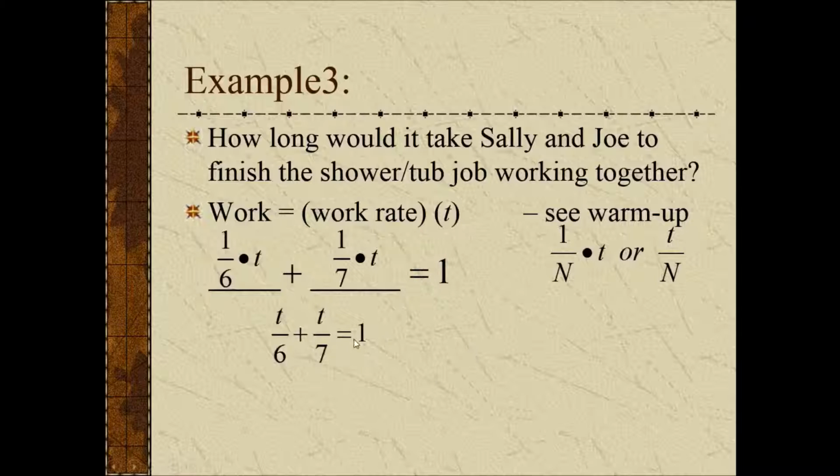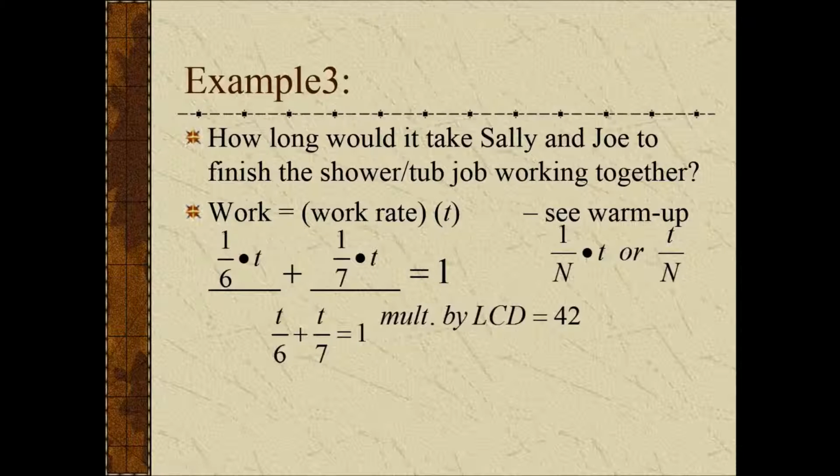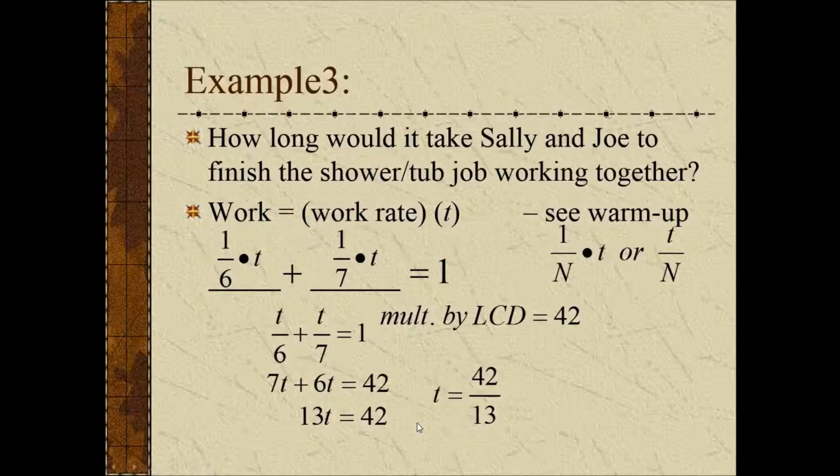Well, a linear equation that has fractions, our strategy for that is to multiply by the lowest common denominator. 6 and 7 both go into 42, so I'm going to multiply all the terms in this equation times 42. The resulting equation should not have any fractions anymore. And in fact, it doesn't. It equals 7t plus 6t equal to 42. Add up 6t and 7t and you'll get 13t equals 42. So the time required is 42 over 13.